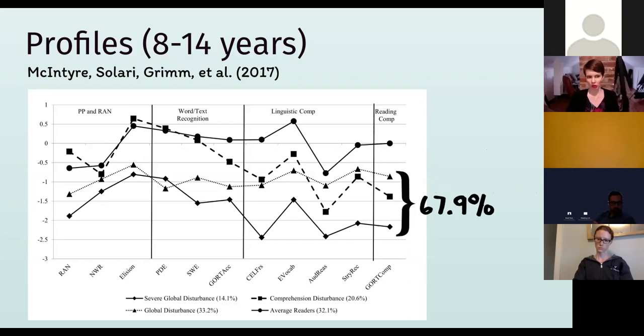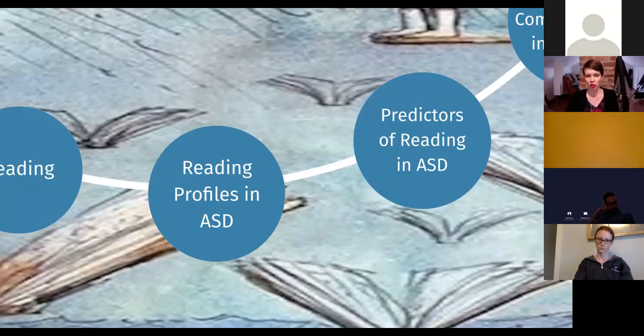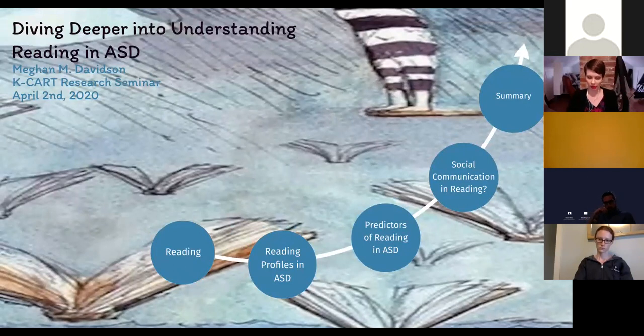Again, looking across the 3 profiles related or showing deficits in language comprehension, this would account for 67.9% of the sample. So in the reading profiles, we definitely see that poor reading comprehension is the predominant issue that we're seeing. However, for some of the individuals, this is the only issue, whereas for a large number of individuals, it's also co-occurring with word reading difficulties.